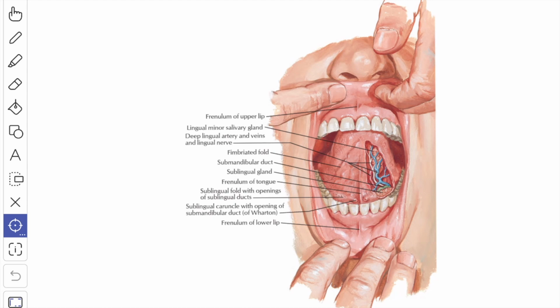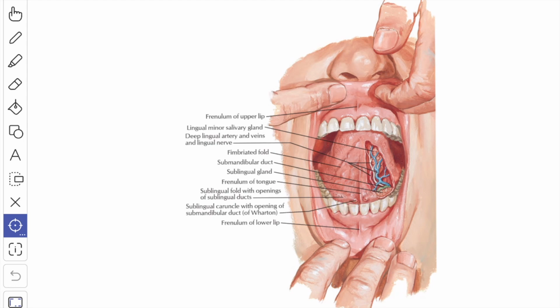Next we'll see the inferior surface. The inferior surface is covered with the mucous membrane and it is devoid of papillae and it is reflected onto the floor of the mouth. The inferior surface of the tongue presents the following features. First, you can see this is the frenulum linguae. The frenulum linguae is a median fold connecting the tongue to the floor of the mouth.